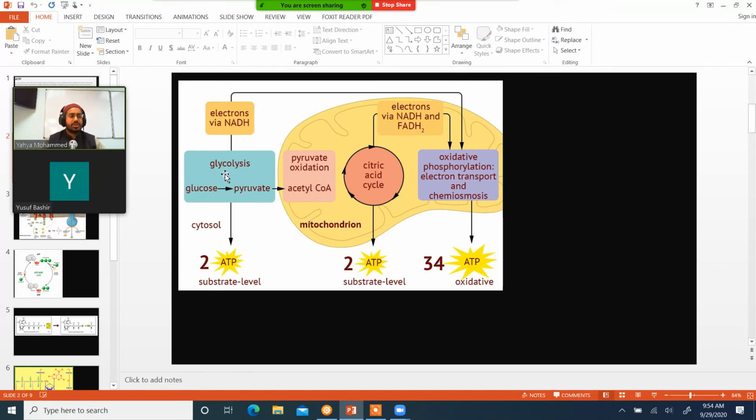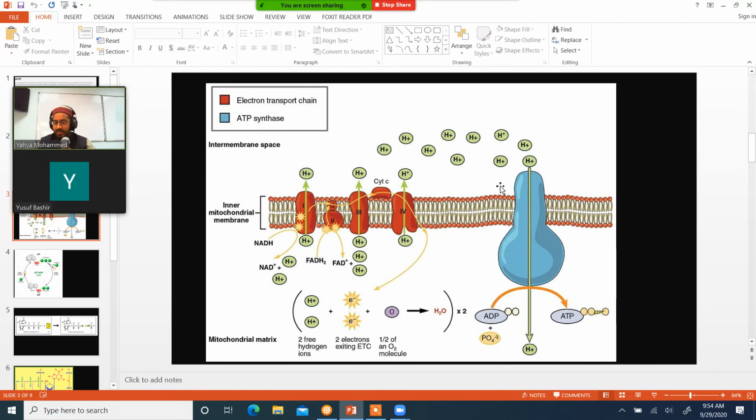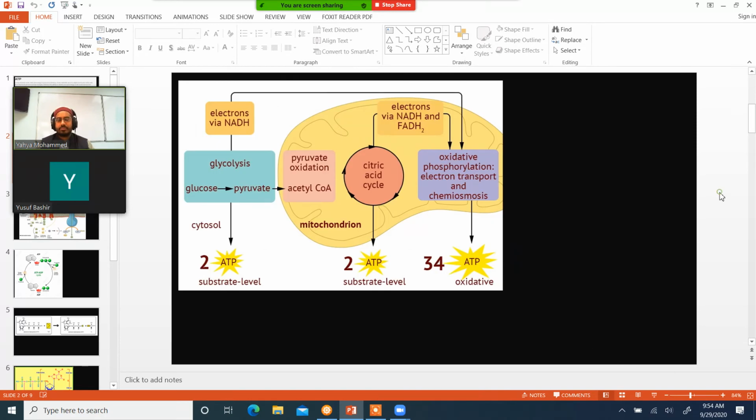Close. That's hydrolysis, this is glycolysis. Hydrolysis means you're breaking something apart using water. So in the process of hydrolysis, how does it create ATP? What does it break down?